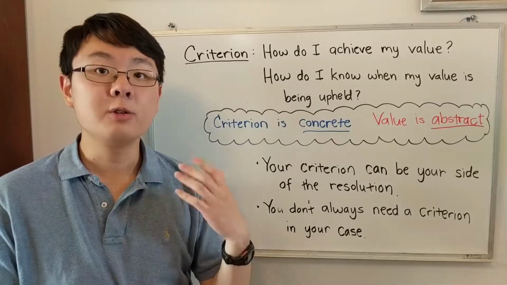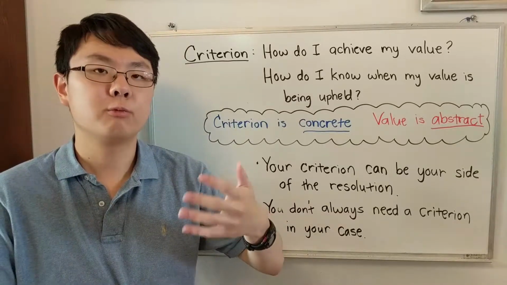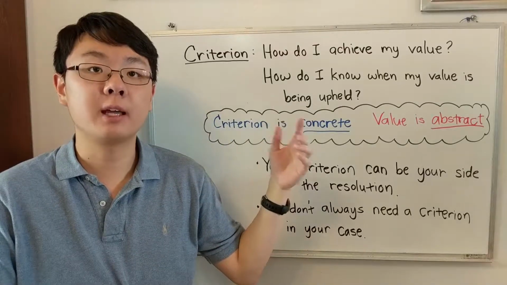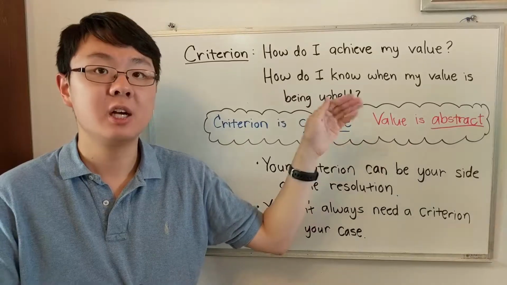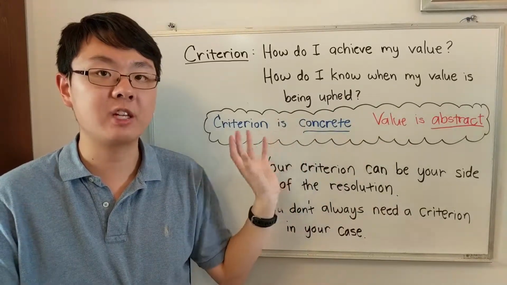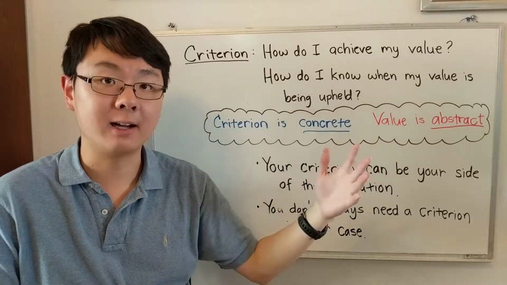So to figure out if you need a criterion, you can ask yourself, well, first of all, the criterion can be used in two ways. The first way is as a means to achieve your value. So the criterion can be a step to achieving your value. When you're finding the value, you were asking why a lot, right?